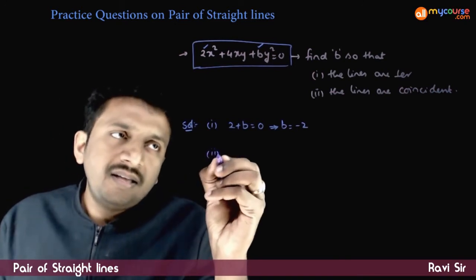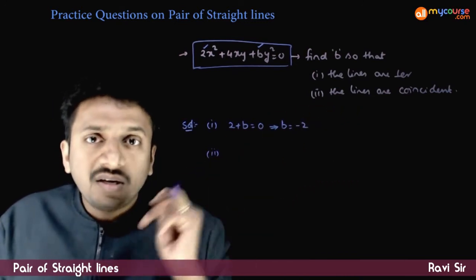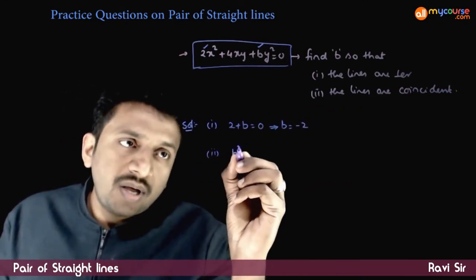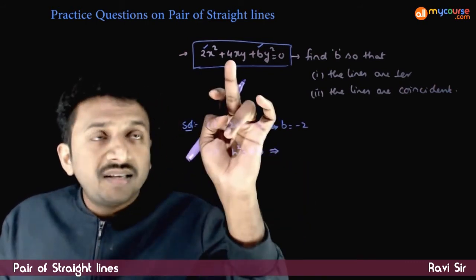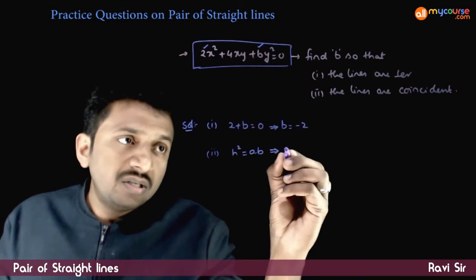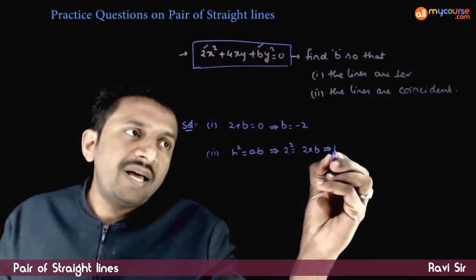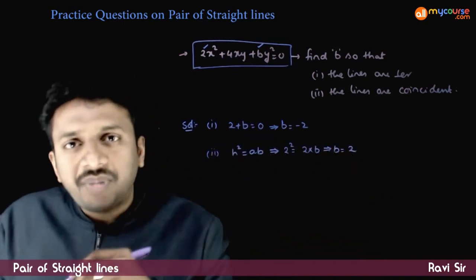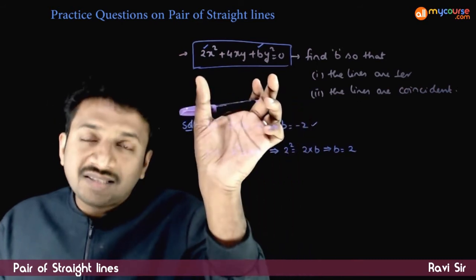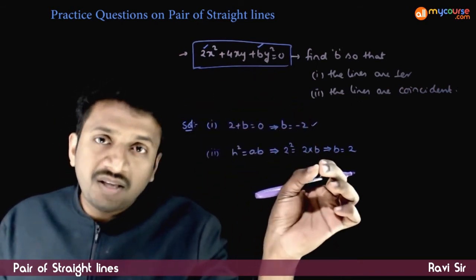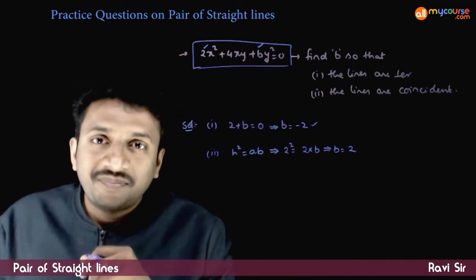And if the lines are to be coincident, then h square has to be equal to ab. This implies h is 2. So 2 square is equal to 2 into b. This implies b has to be equal to plus 2. So if b is equal to minus 2, then the lines are perpendicular to each other. If b is equal to plus 2, then the lines are coincident.